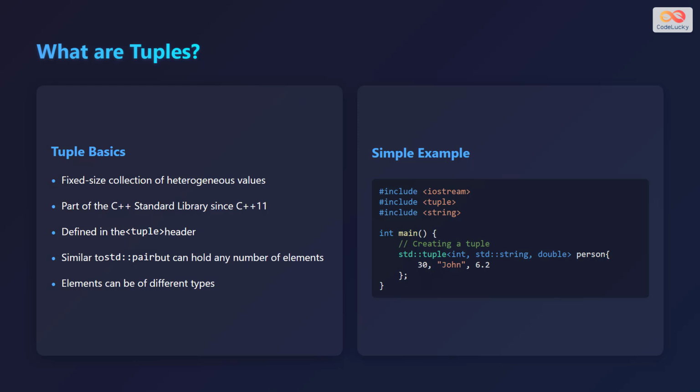Tuples are defined in the tuple header file. They are similar to std::pair, but can hold any number of elements, and these elements can be of different types. Let's look at a simple example.